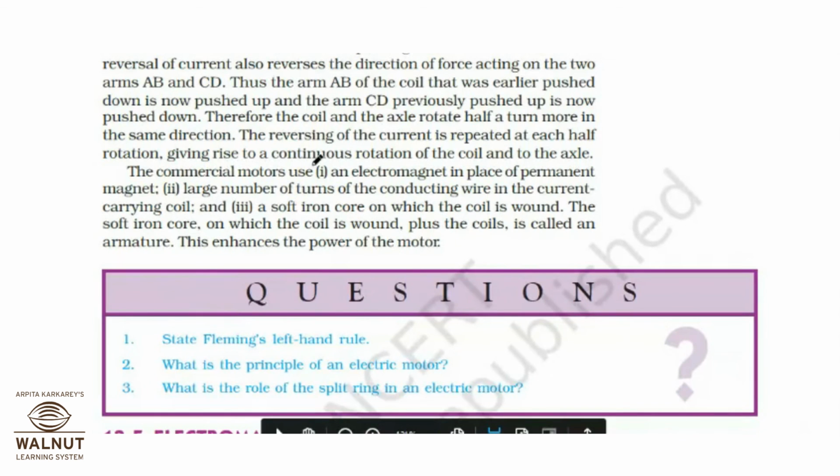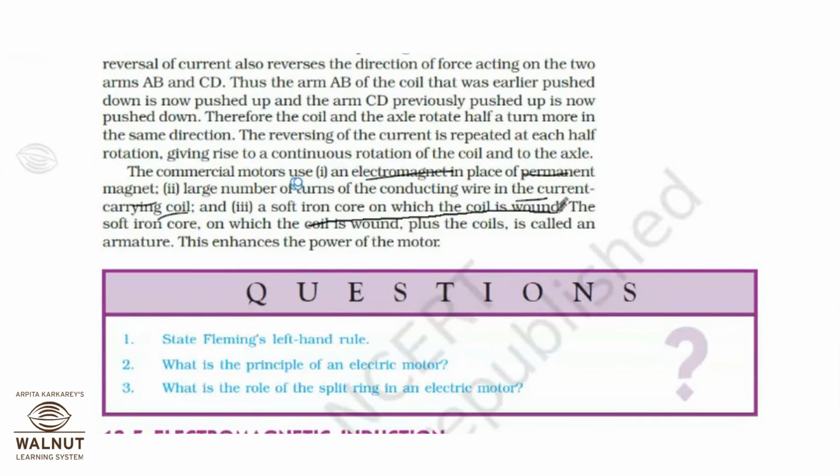Commercial motors use an electromagnet in place of a permanent magnet, a large number of turns of the conducting wire in the current carrying coil, and a soft iron core on which the coil is wound. These are the changes that are used in commercial motors. Why? Just to increase the efficiency. We use a large number of turns so that the deflections are more. We have seen now how it affects the deflection if we increase the length, if we increase the current. That is why a large number of turns.